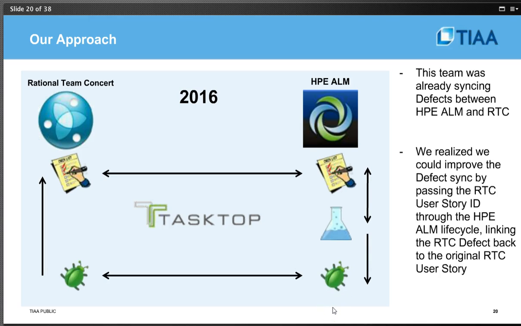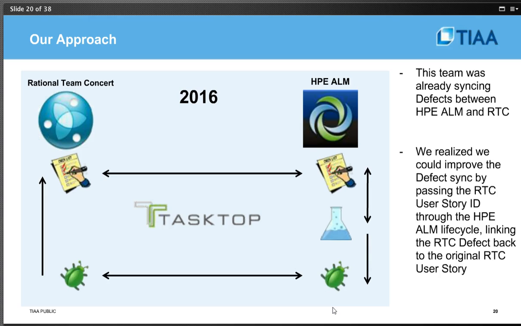Well, this team that wanted to do this particular user story to test case traceability was also already doing the defect synchronization from ALM back to Rational Team Concert. So we realized we could further improve upon this entire solution and kind of combine these two syncs so that as that user story creates the ALM requirement, we could pass that story ID in. We could pass that user story ID from the ALM requirement down to the test cases, to the test execution, and to a defect that gets created from that test execution of that test case covered by that ALM requirement, sync to the RTC user story.